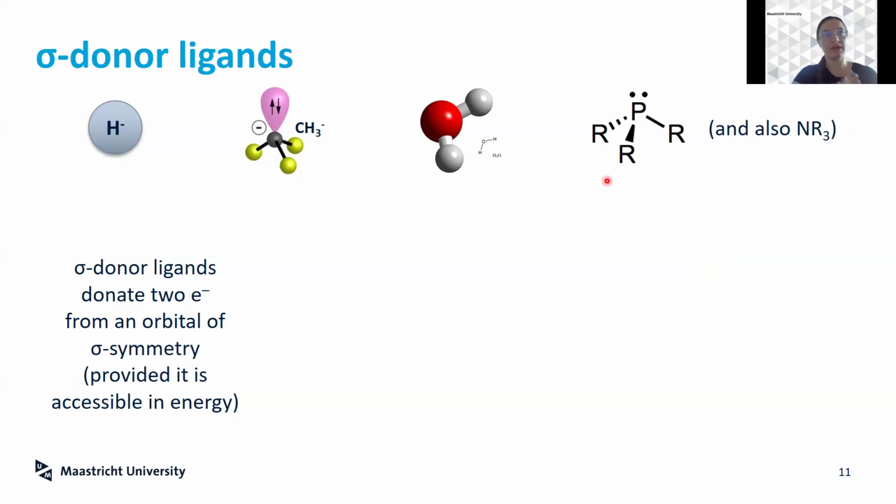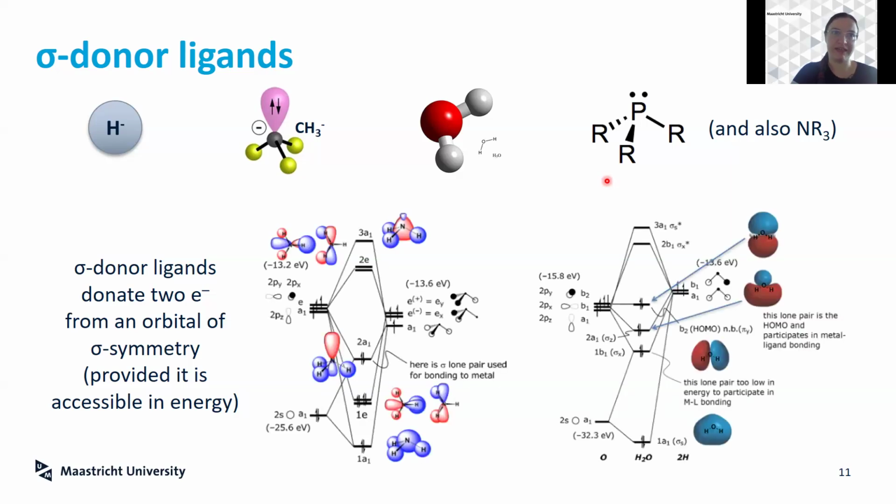They donate 2 electrons from an orbital of sigma symmetry that is accessible in energy to interact with your metal. This is a typical example of what we were seeing with ammonia. So ammonia, we've already seen it even in lecture 1, has this lone pair in a sigma type of orbital. So this fits the description, right? So this one is your frontier orbital. This one is what you will use to bond with the metal.